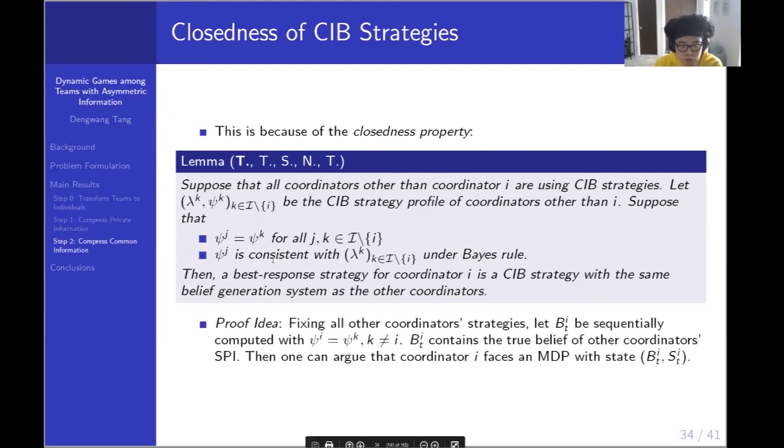The idea of the proof of this lemma is control theoretic: basically fixing all other coordinator strategies, and then letting the coordinator use this belief generation rule. Then this belief generation rule will contain the true belief of other coordinators SPI, and the coordinator I can use this belief, and you can actually prove that the coordinator I faces an MDP with the state given by BT and SI of T.